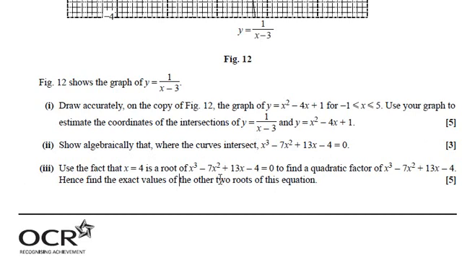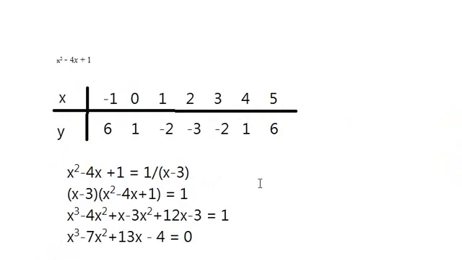Use the fact that x equals 4 is a root of x cubed minus 7x squared plus 13x minus 4 equals 0 to find a quadratic factor of this and find the exact value of the other two roots. Now, this is essentially factorizing a cubic. So we know that x equals 4 is a root, so there's a factor x minus 4.